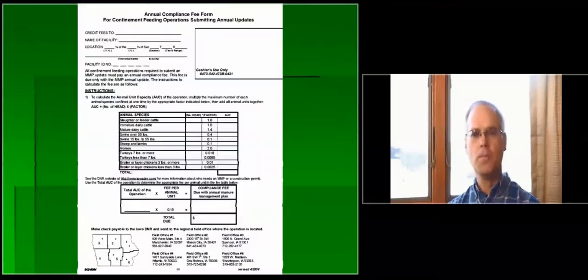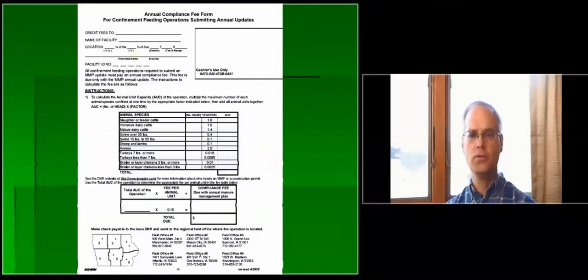There is an annual compliance fee form. Once you have a manure management plan, this is something you have to fill out every year and send in. It goes in with some money. This money goes into a fund that basically is designed to help clean up manure spills or manure problems within the state. Anybody who has a manure management plan who's a large confinement feeding operation has to fill this out every year and send it in as they update their plans.